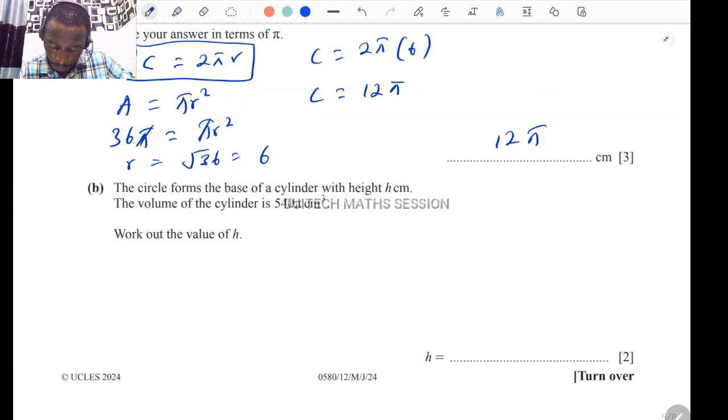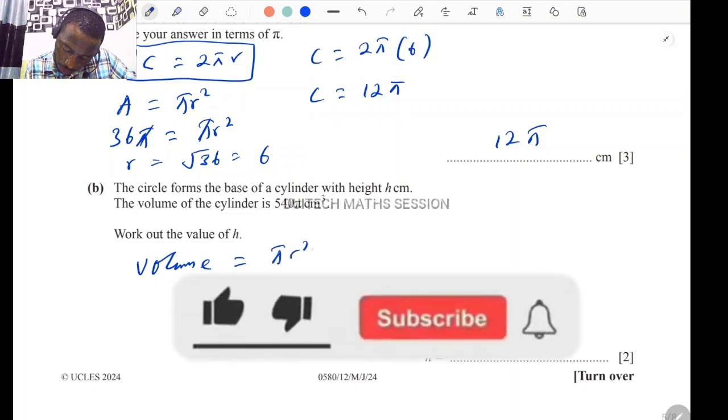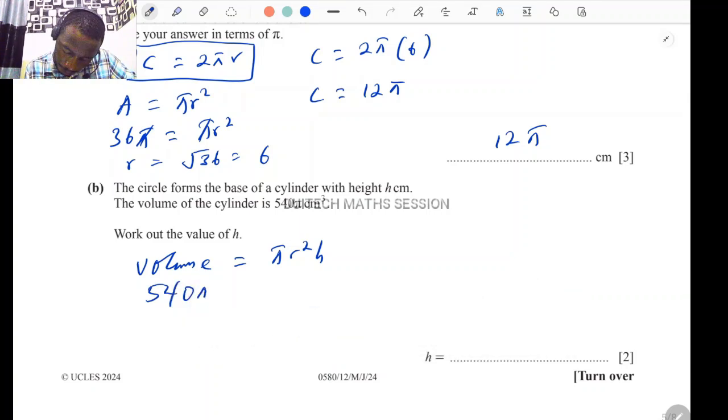So the next question to consider is the B part of it. It says the circle forms the base of a cylinder with height 8 centimeters. The volume of the cylinder is 540 pi centimeters cubed. So we have to work out the value of h. So don't forget the volume of a cylinder is equal to pi r squared h, right? But we are told that the volume is 540.